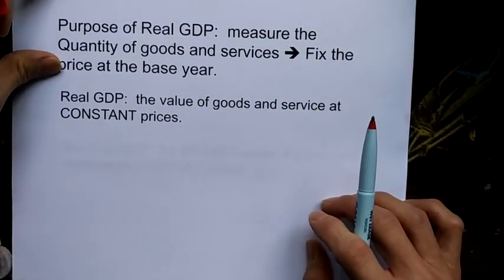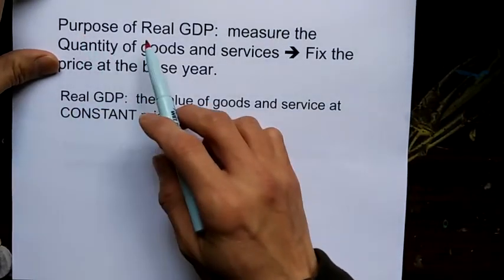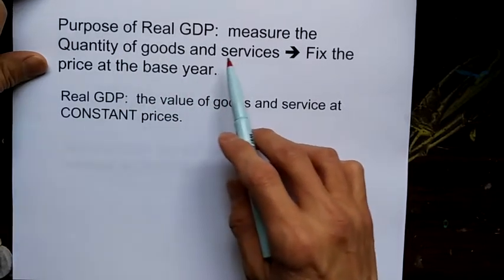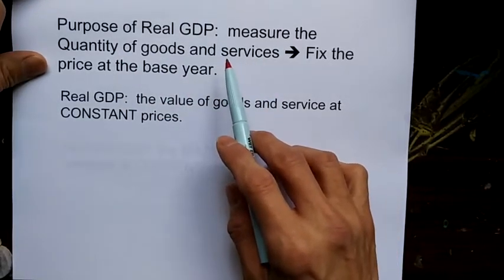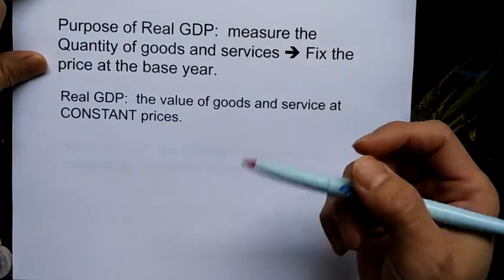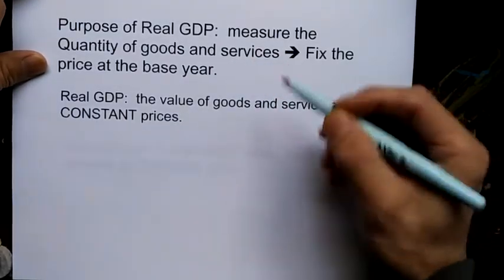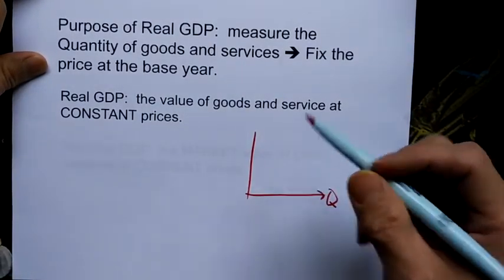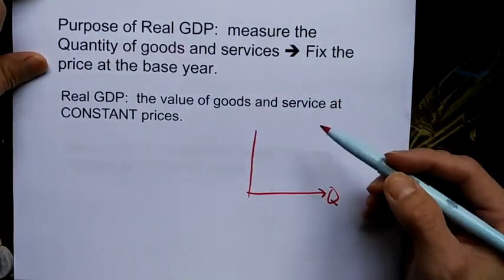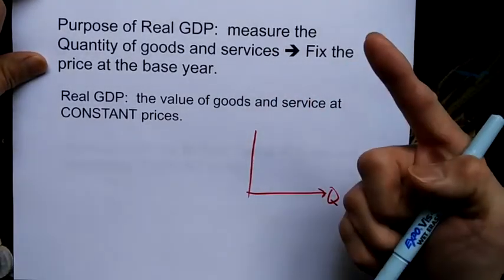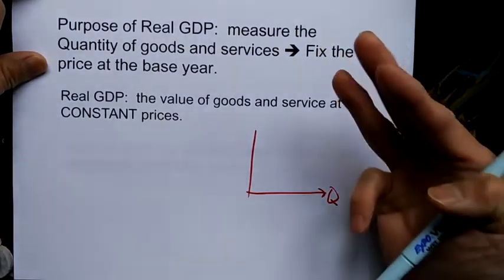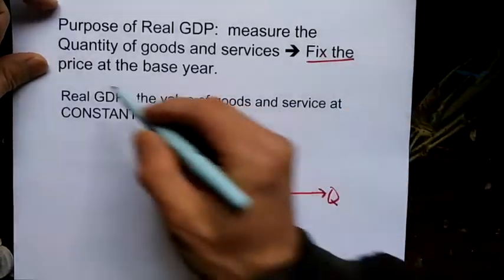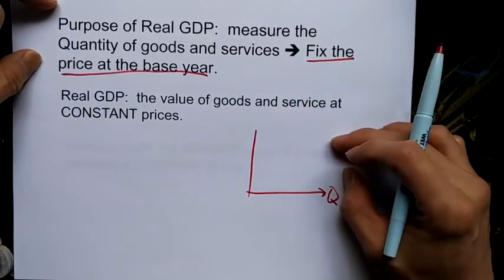Why do we do that? Because remember, the purpose of calculating real GDP is to measure the quantity of goods and services, the variable on the x-axis. So we want to calculate the quantity. Therefore, we do not want the price to affect our calculation of quantity. We just want 1 apple, 2 apples, 3 apples. We don't want to know the money value of the apples. Therefore, we fix the prices at the base year.